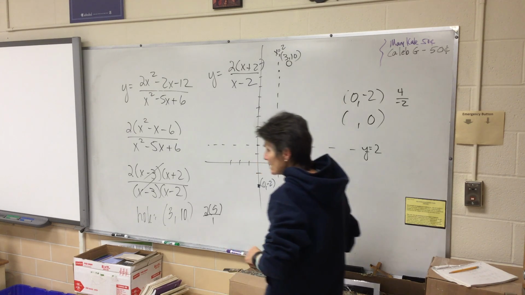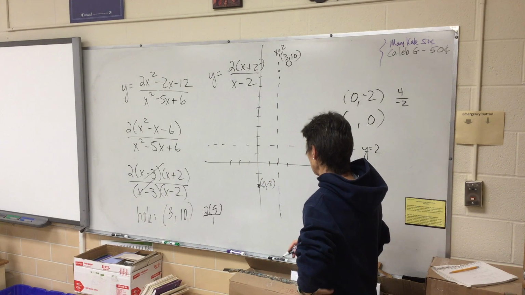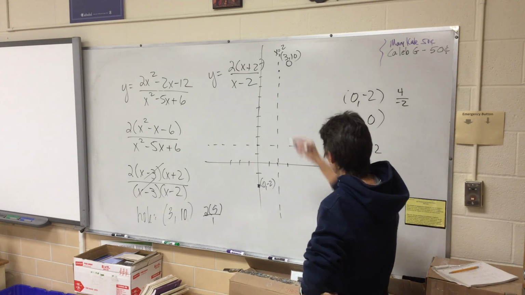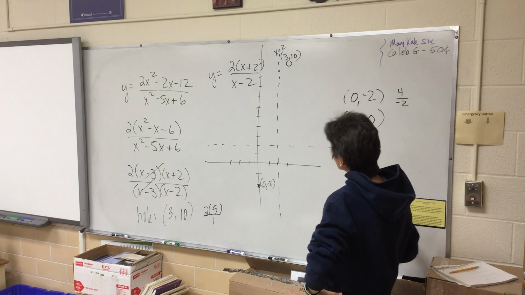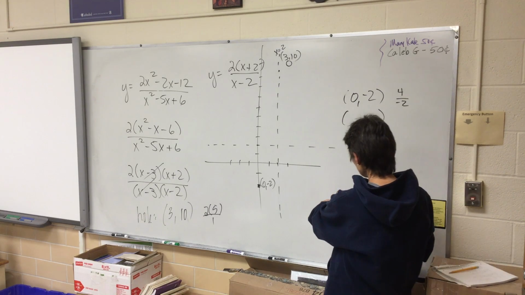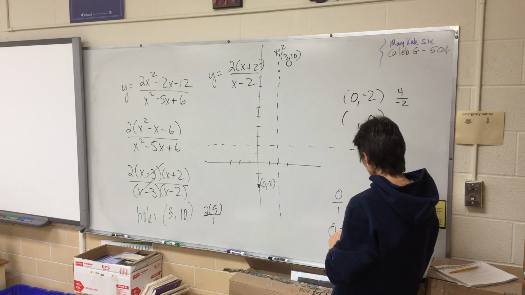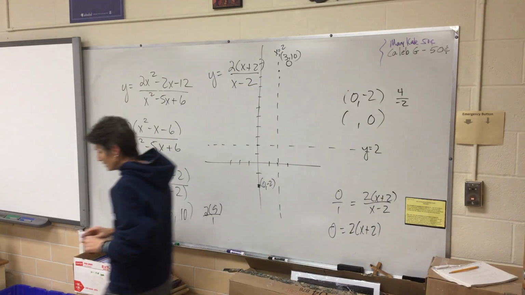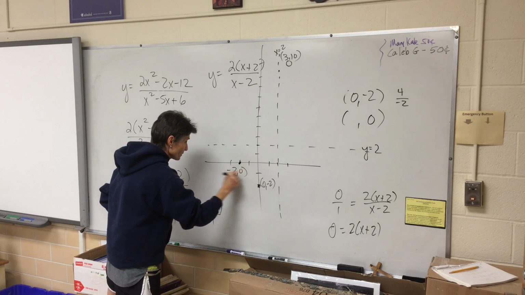How do I know that's the y-intercept? When I plot it, it's on the y-axis. Now, what happens if I let y be 0? So now I'm going to have the equation 0 equals 2x plus 2 over x minus 2. When I cross multiply, this is going to give me 0, and this is going to give me 2x plus 2. What do you get when you solve that? -2? Yeah, so you get the same thing, only now it's on the x-axis.